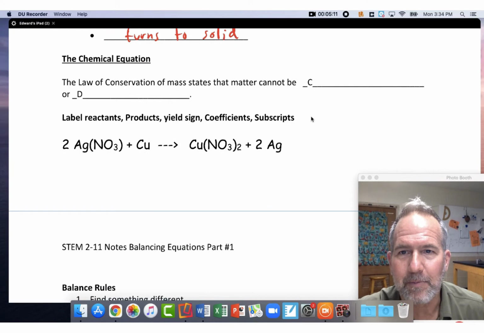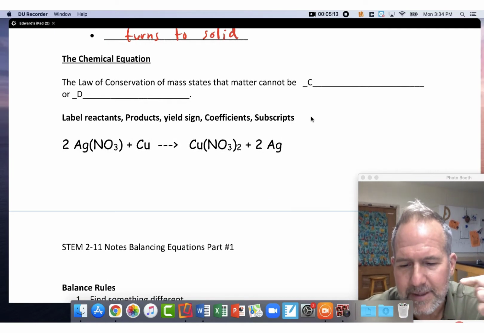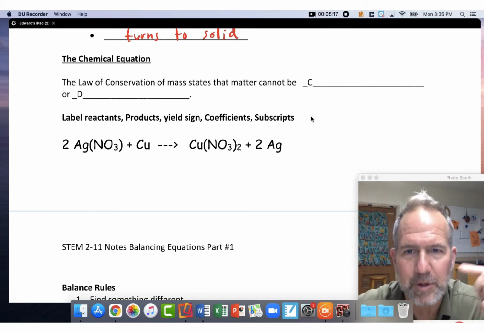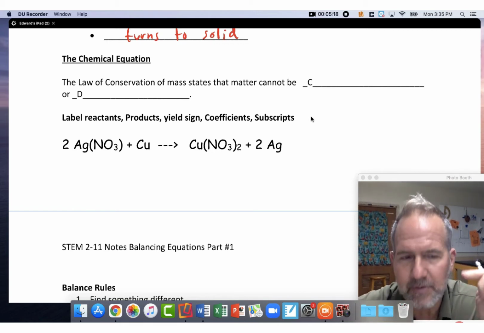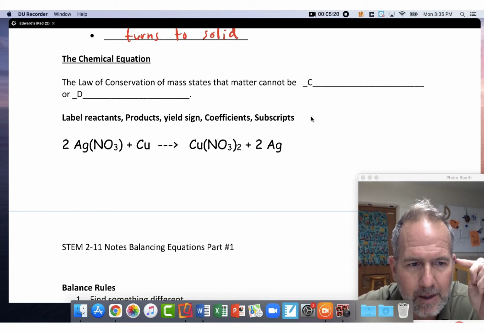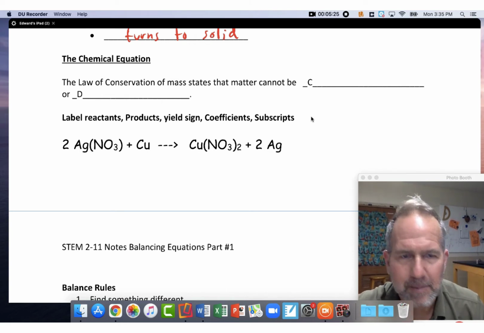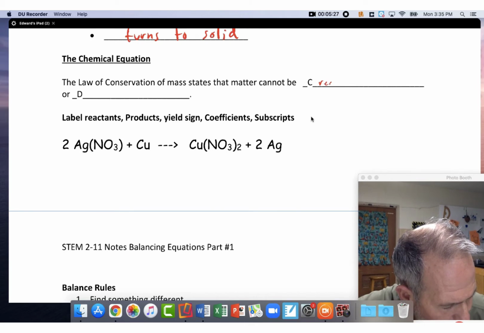Okay, so the concept behind this whole idea of balancing equations, which we're going to do next, is the law of conservation of mass. And all it says is that matter can't be created or destroyed.